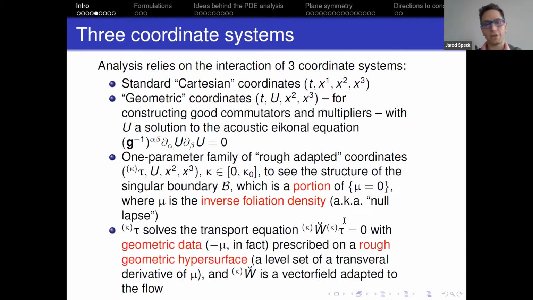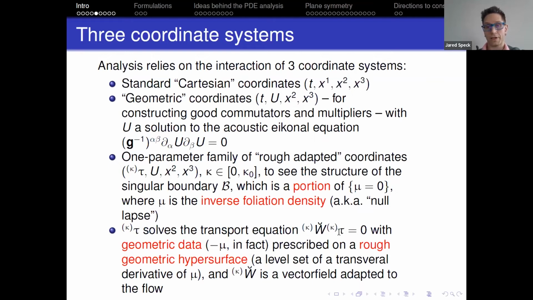Okay, so how do you construct these tau kappa? Well, they solve a transport equation. For each tau kappa, they solve a transport equation. For each kappa, there's a vector field called W kappa that we construct. And then you need initial data for tau kappa. Once you have the initial data, you transport it.